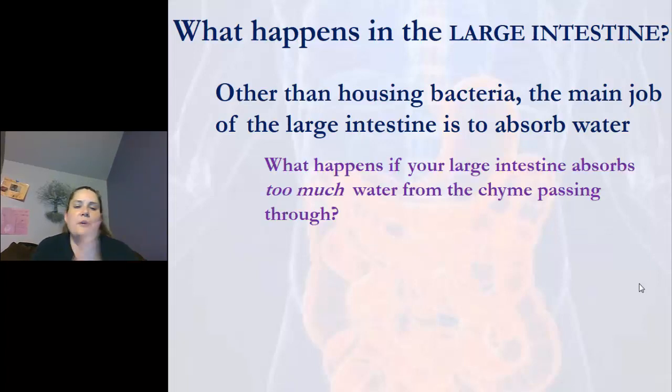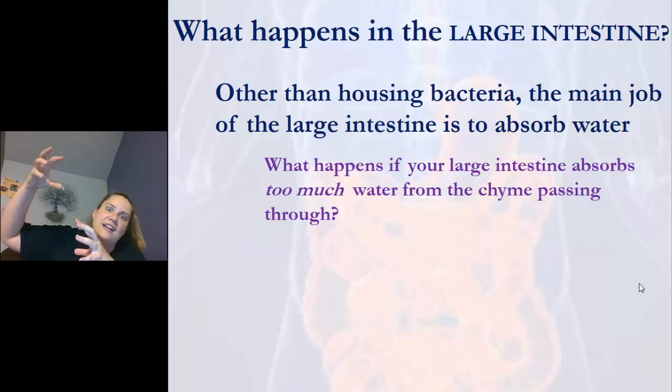So I want you to think for a minute what happens if your large intestine absorbs too much water from the chyme passing through. So the chyme passes through and the large intestine sucks out too much water. What's going to happen? Okay, you're going to get constipated. That's where your poop gets really, really hard because all the water got taken out of it, and you're going to be sad.